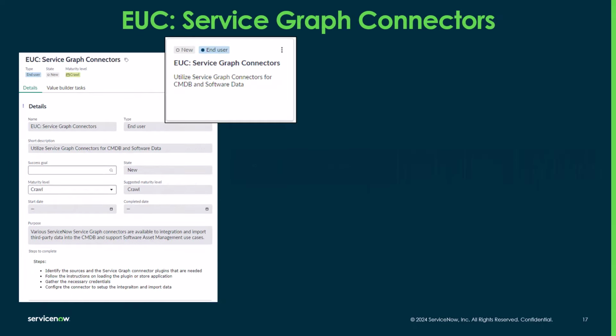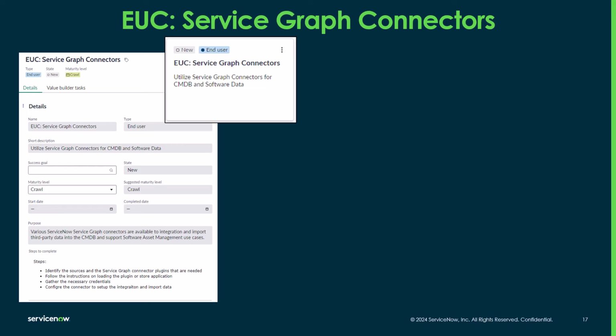The next one is what we call EUC service graph connectors, or EUC, or end user compute. What you want to do here is work with those stakeholders you've identified before, like the IT administrators or system administrators, to identify where does my data exist, or how can I get my hands on the software information within our organization. What tools are they using to capture this information? Or do we need to go ahead and implement something if it doesn't exist?